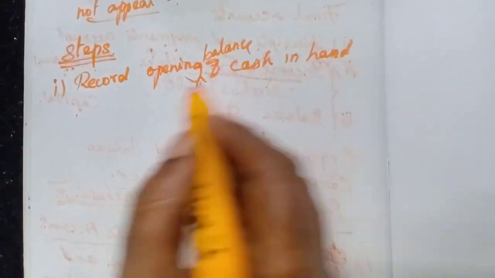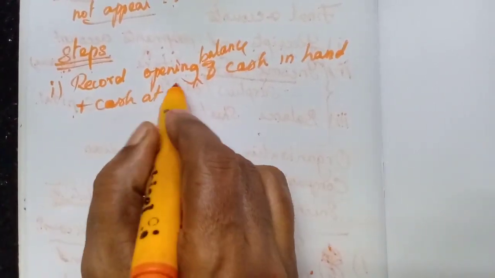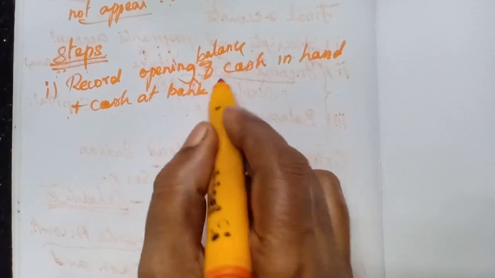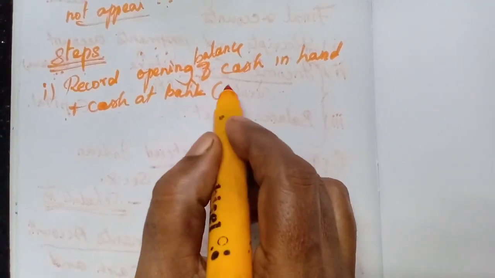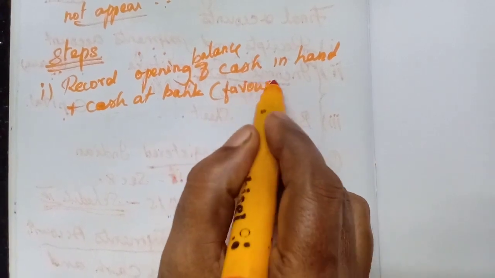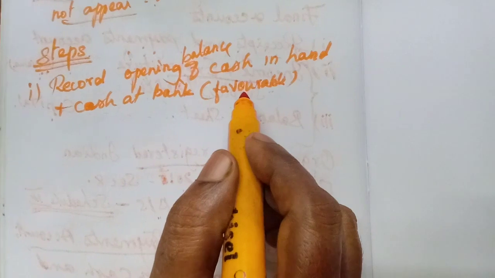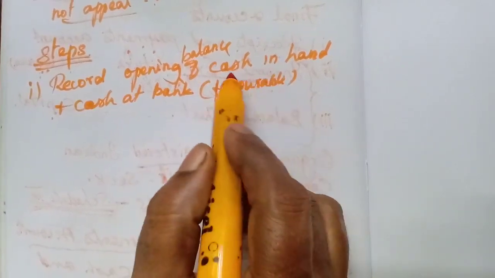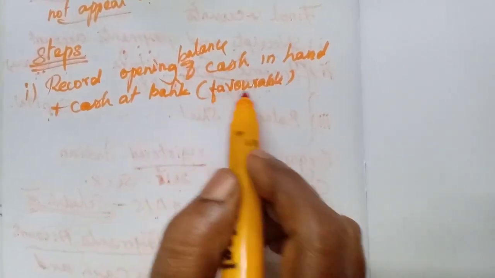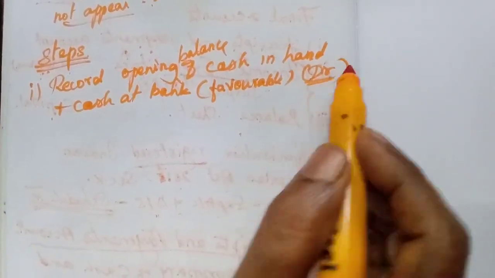Which side do we have to write? Cash in hand, cash at bank. For cash at bank we may get two kinds of balance. Here the favorable balance, that means cash at bank, is a debit balance in the bank's books. So cash in hand and cash at bank we have to enter on the debit side.